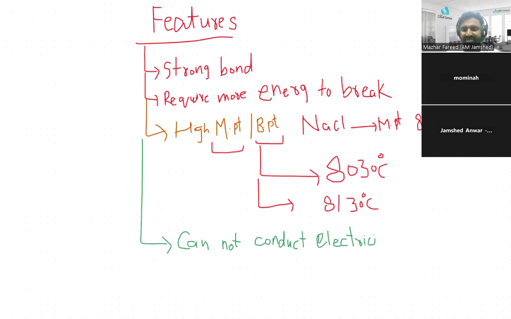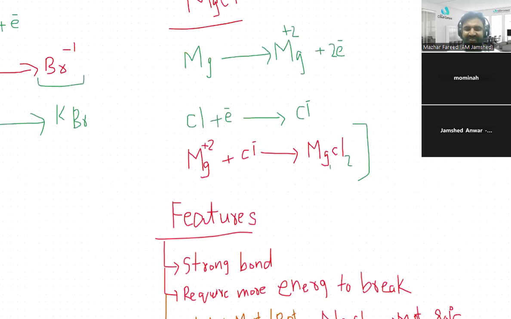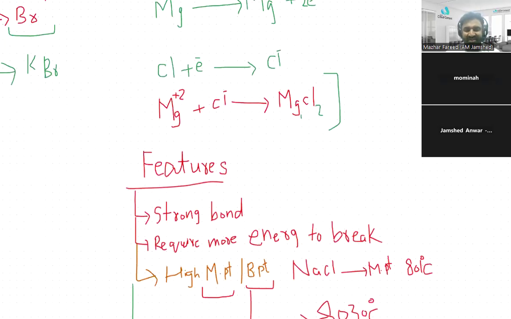Okay, because this is the ionic compound. This is the strongest force, positive and negative. When there is an interaction between positive and negative, that is the strongest interaction. To break such type of interaction, you require more energy. When you cannot break such type of bonding, there will be no free ions. So electricity depends upon free electrons and free ions.